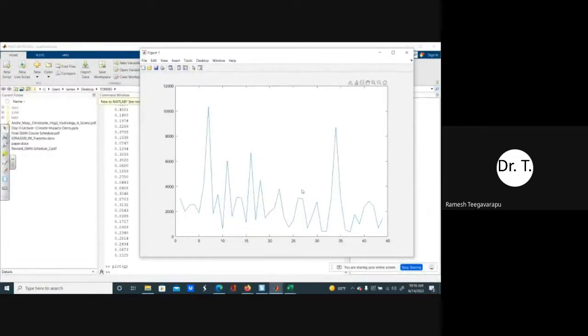Anyone? It is decreasing. It is a decreasing trend, we can see visually.